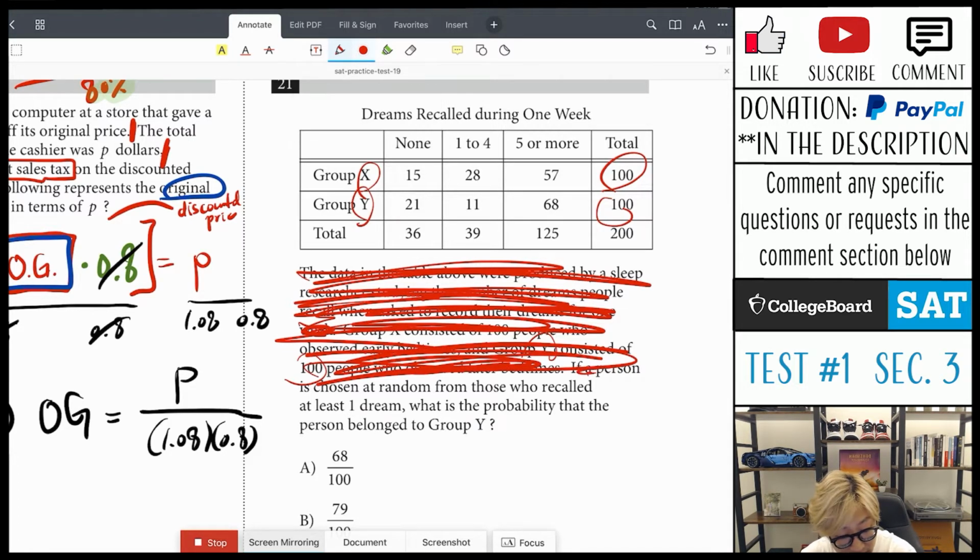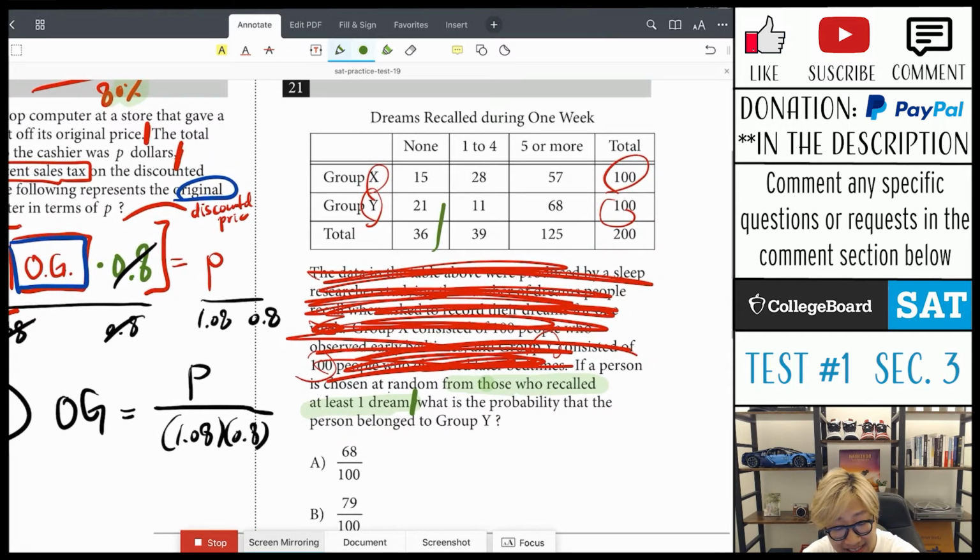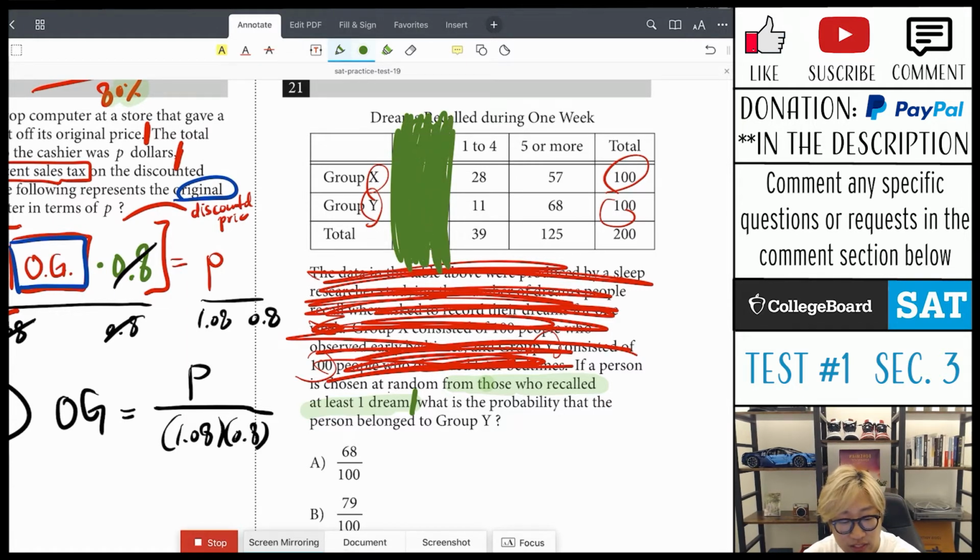What does it say? If a person is chosen at random, pay attention, from those who recalled at least one dream. Stop. From those who recalled at least one dream. So can I pick from everybody? No, at least one dream. Whoever I'm picking from had better have had at least one dream they can recall. So this none group, I can't look at it. Just scratch it off your paper so you don't look at it.